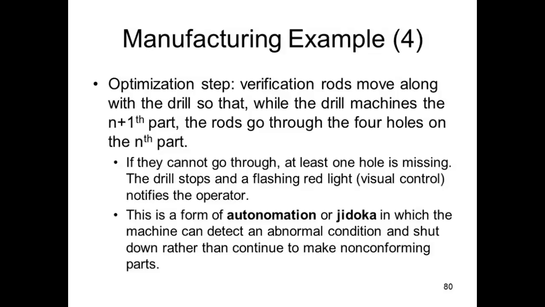This is automation or jidoka, in which the machine can detect an abnormal condition and stop itself rather than continue to make non-conforming parts. That's don't make it and don't pass it along. In this case, we've made one non-conforming part, but because the verification rods won't go through it, we're not going to pass it along, and also it's going to tell us something is wrong, so we're not going to make more poor quality.